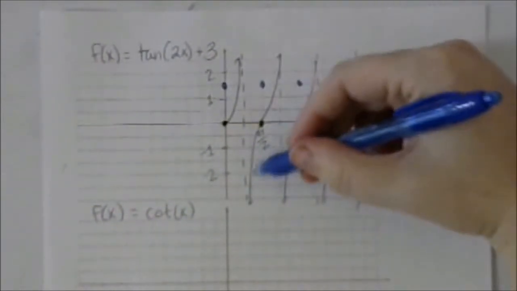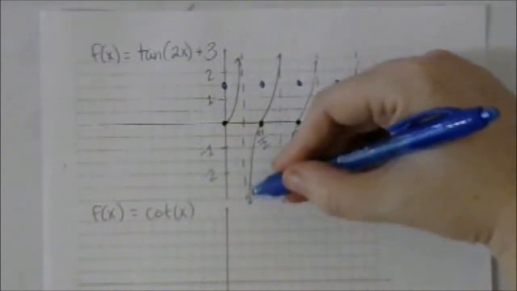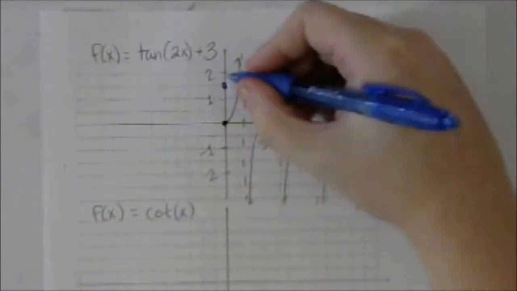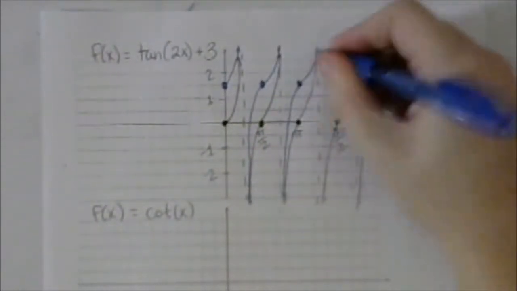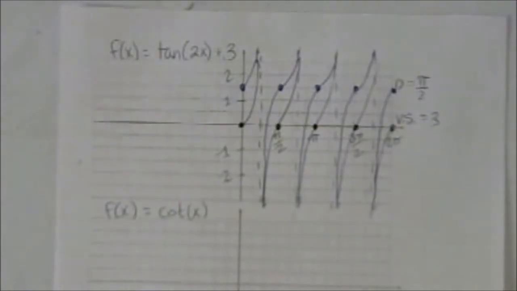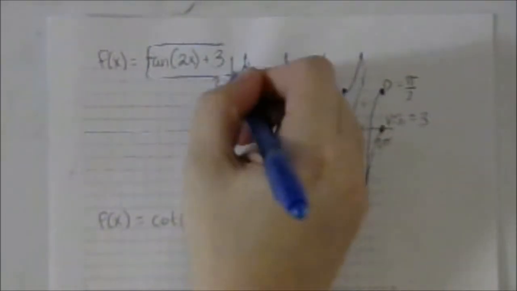And because I didn't use any helper points along the way, there are points along the way that I could have used. I just want to make sure I get this sort of curved S shape between each asymptote. And that's the graph of tangent 2x plus 3.